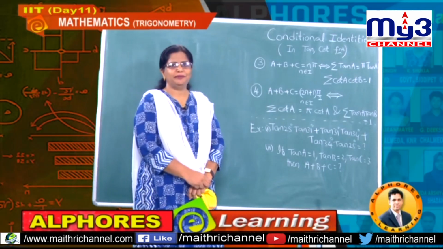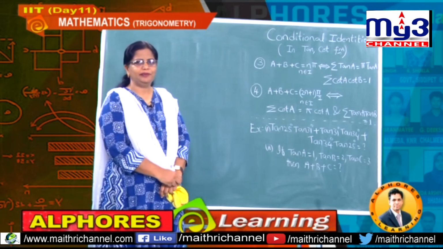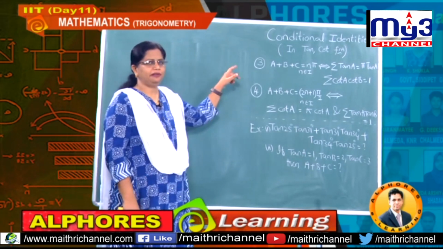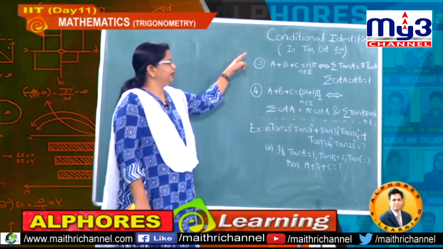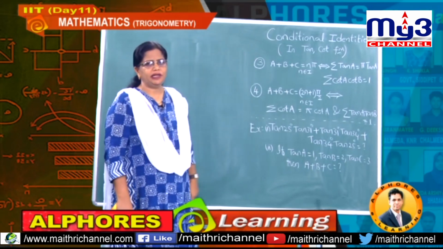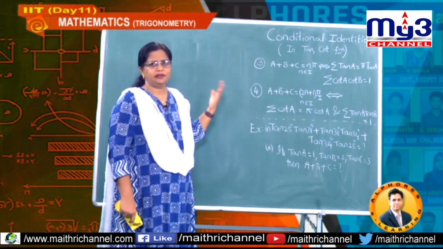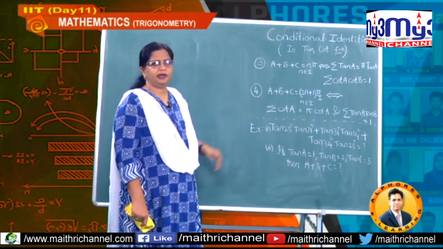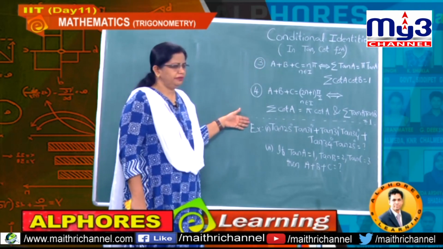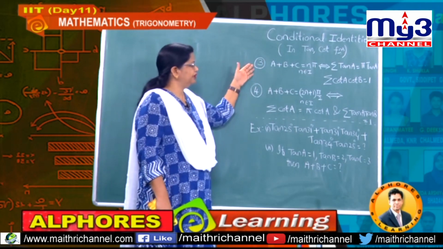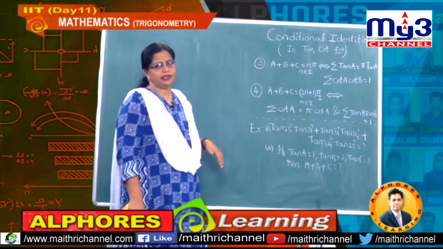Hi students, welcome to Alphos e-learning program, mathematics class, trigonometry. We are in compound angles, and this is the subtopic, conditional identities in terms of tan and cot functions. In the previous session we have discussed two such kinds of identities. Now we are continuing with the third and fourth ones, which are the same in tan and cot identities.